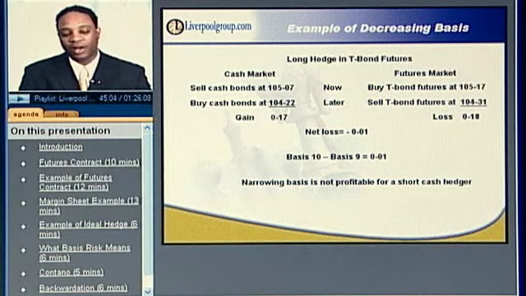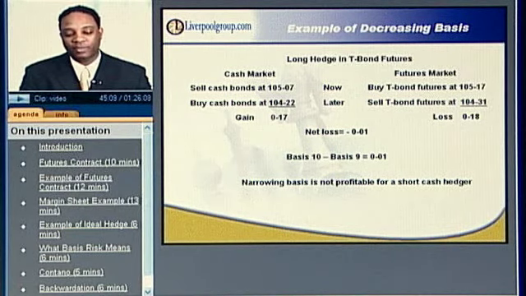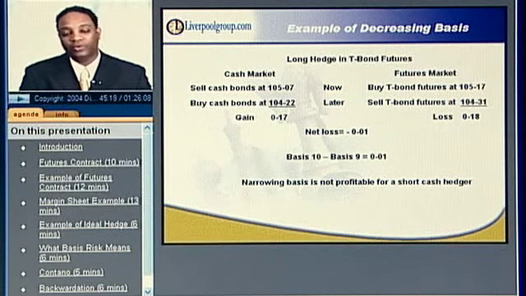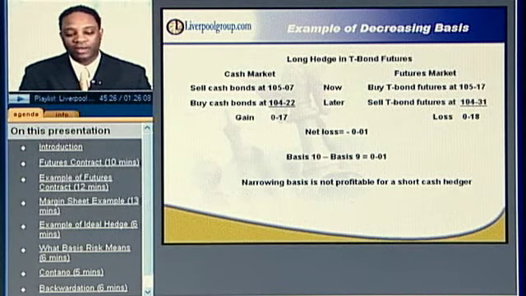So they sell the cash bonds at 105.07. They buy the cash bonds back at 104.22, and they have a profit of 17. To protect their position so that the futures doesn't go against them, they go long in the futures market at 105.17, and then they sell the T-bond futures at 104.31. And it looks as if they had a great opportunity. They profited in the cash market, and unfortunately they lost in the futures market.